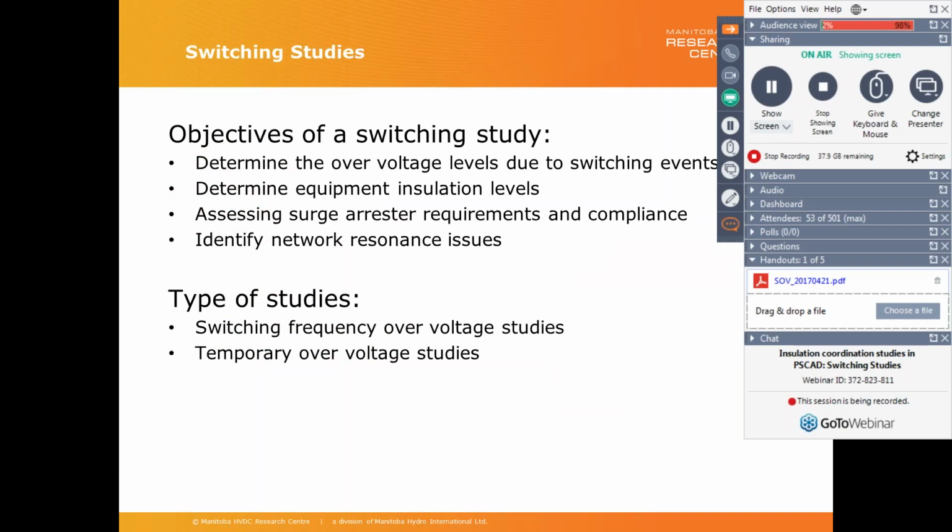The switching study is necessary to determine the overvoltage levels due to switching events, such as energizing or de-energizing a line, to determine equipment insulation levels, assessing surge arresters' capabilities, and identifying network resonance issues.